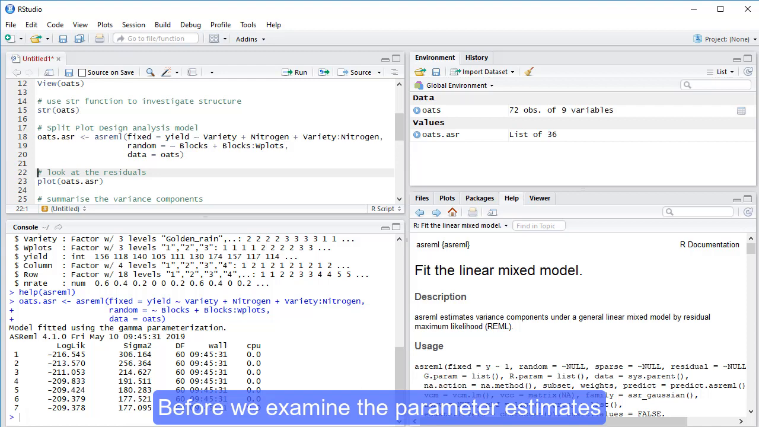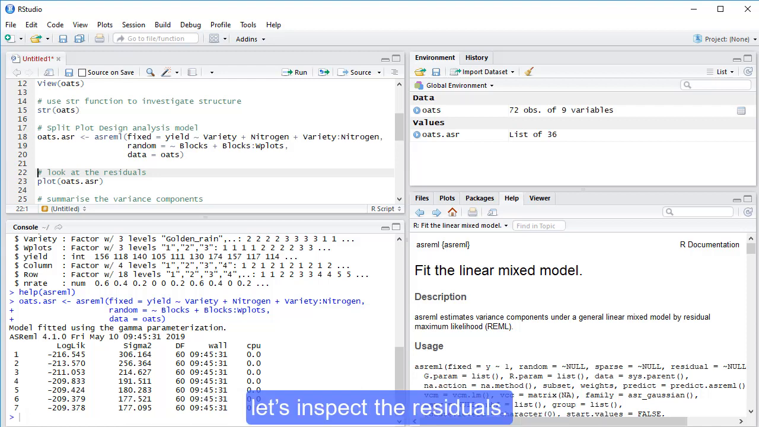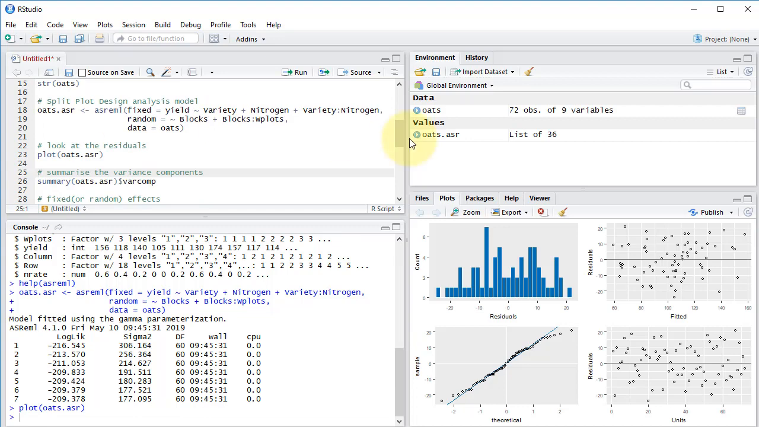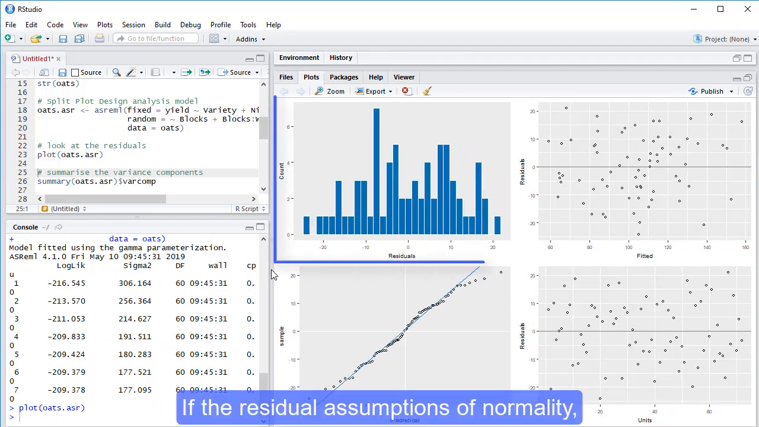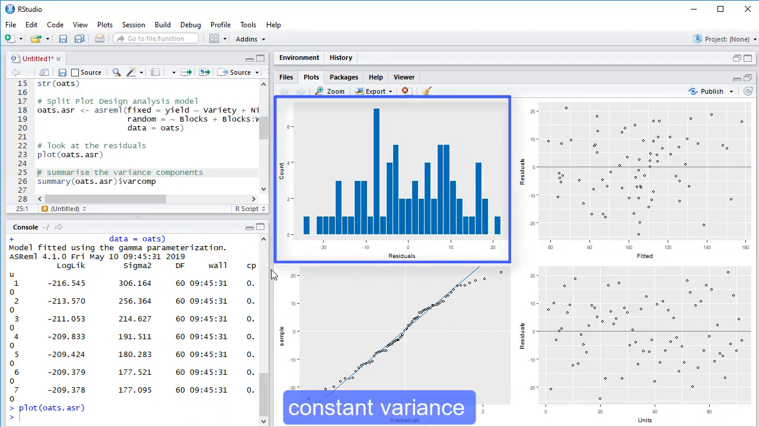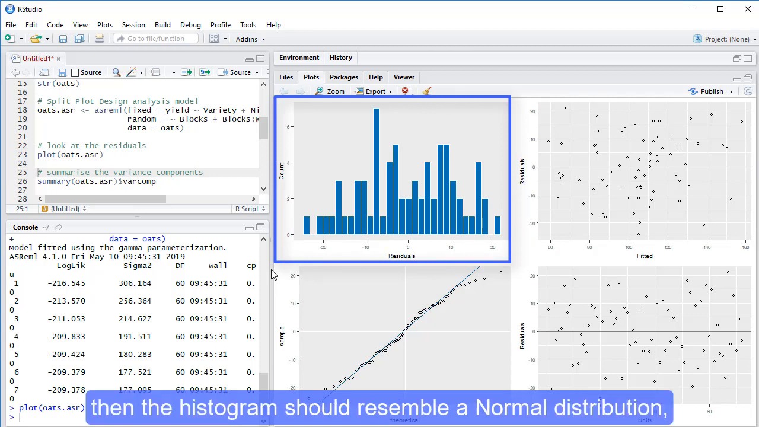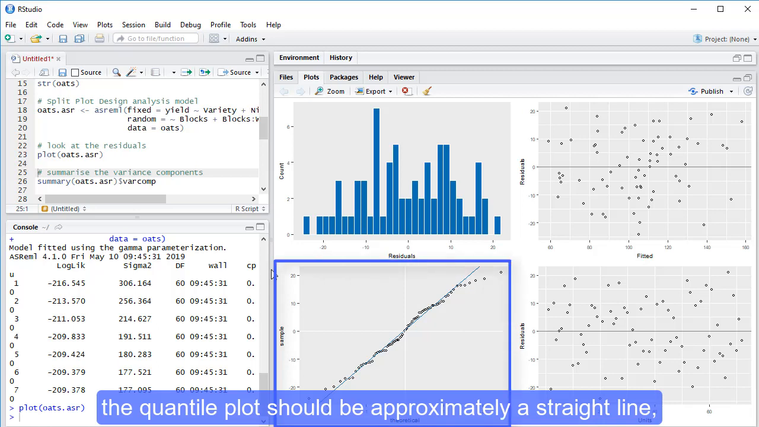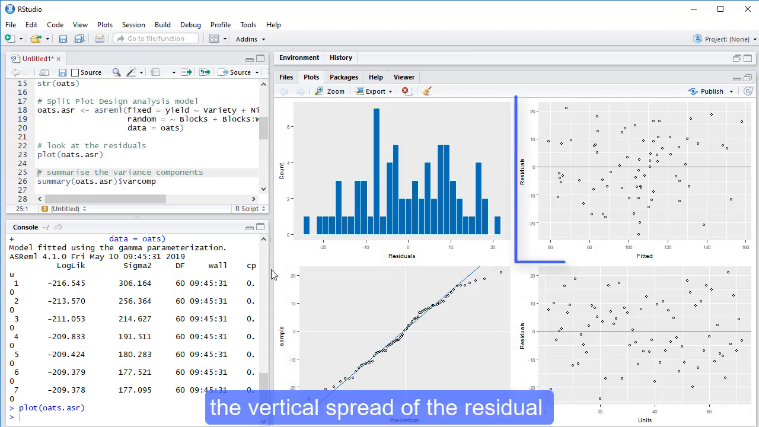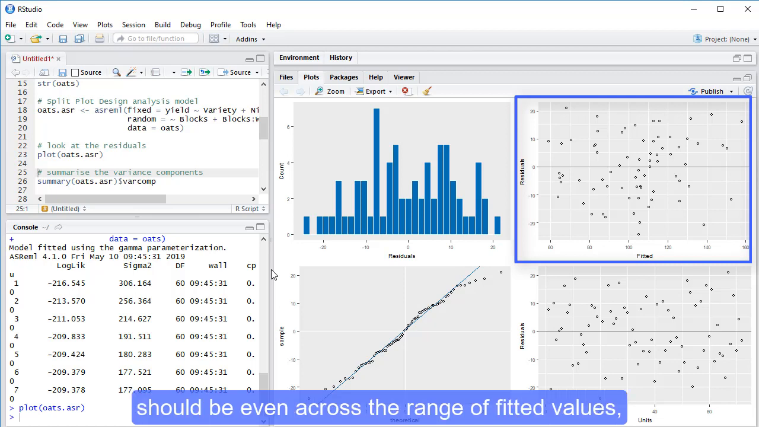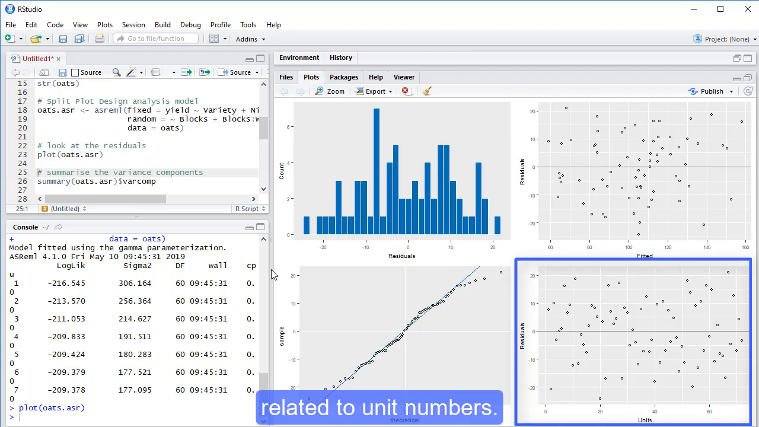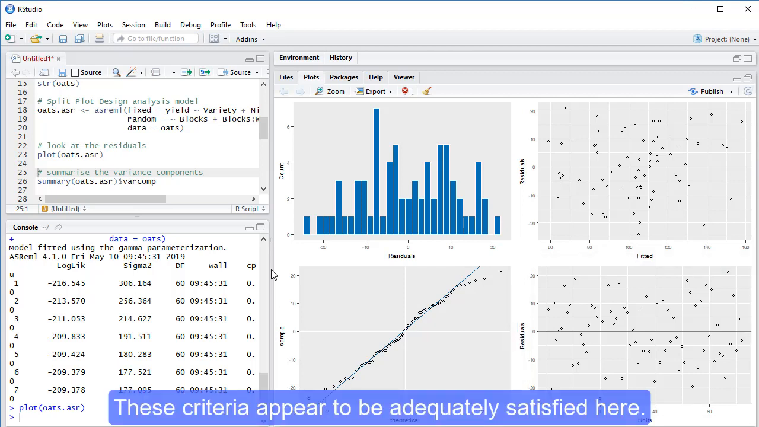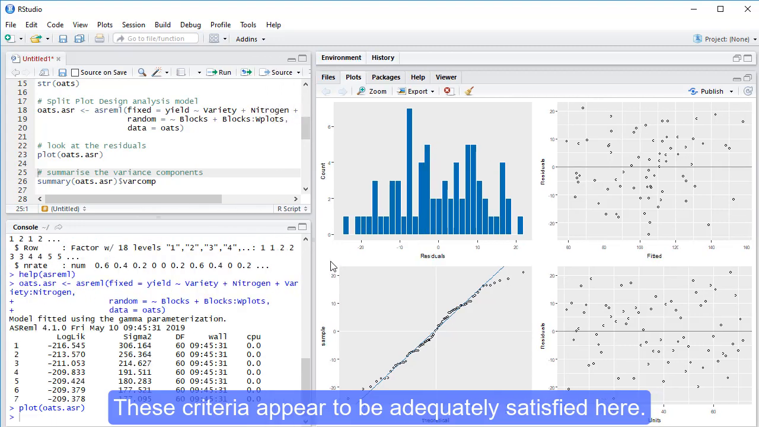Before we examine the parameter estimates, let's inspect the residuals. If the residual assumptions of normality, constant variance and independence are met, then the histogram should resemble a normal distribution. The quantile plot should be approximately a straight line. The vertical spread of the residual should be even across the range of fitted values, and there should be no trends or patterns related to unit numbers. These criteria appear to be adequately satisfied here.